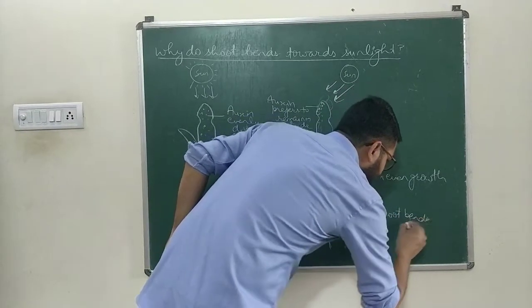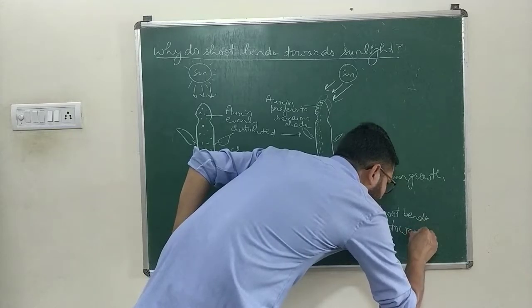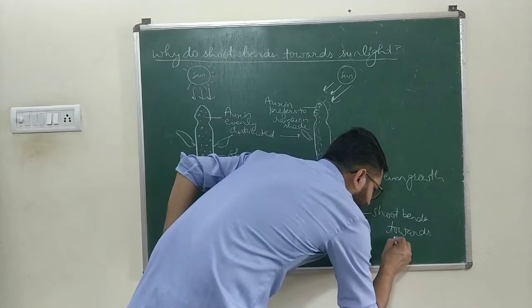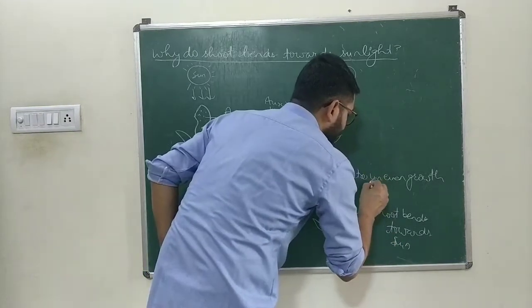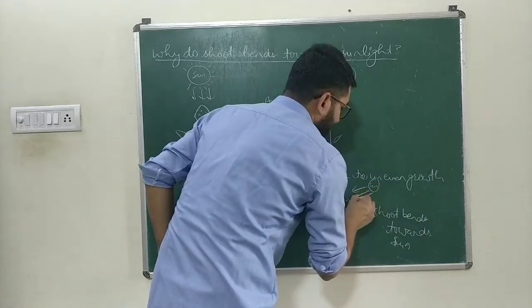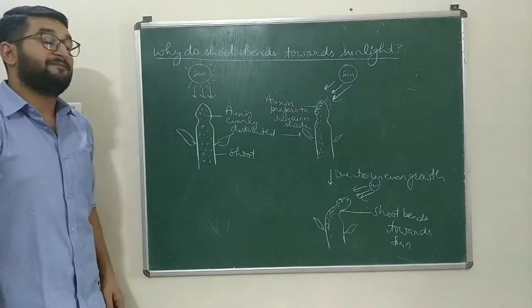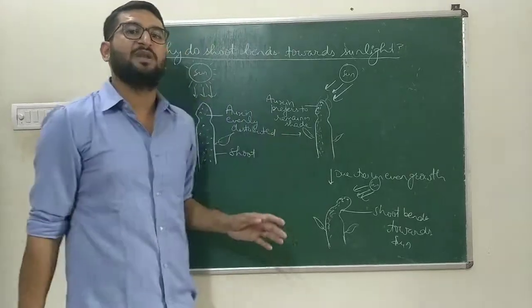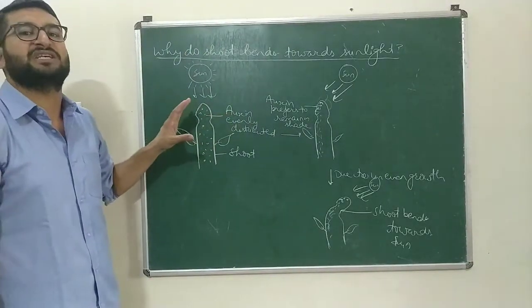towards sunlight. A very important diagram-based question for your board exam. Sun is present on this side. A very, very important question. This is just a diagram. You have to write certain statements as well. In the statements, you just write the same thing which I explained to you.